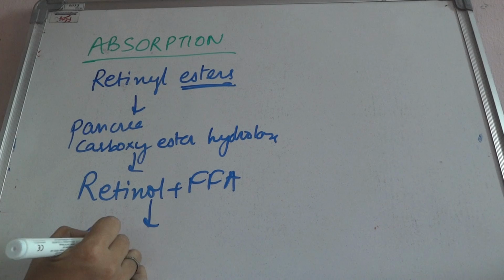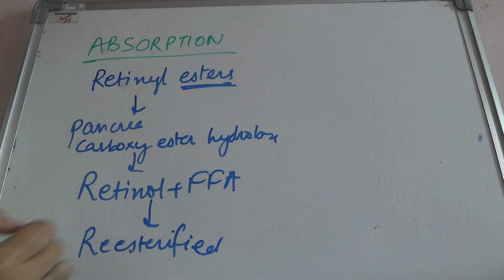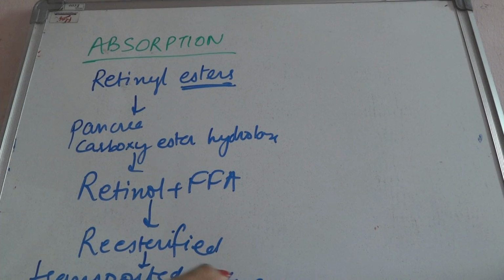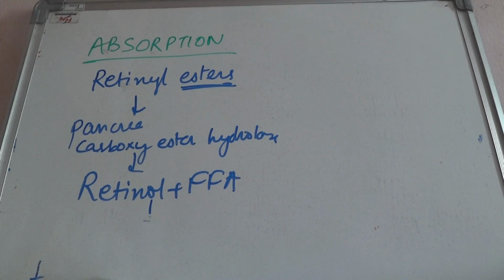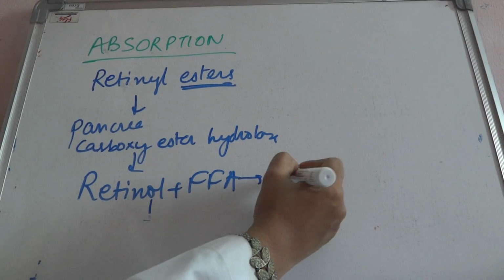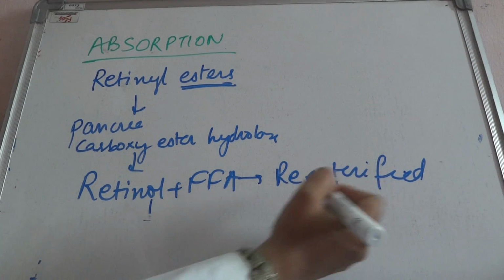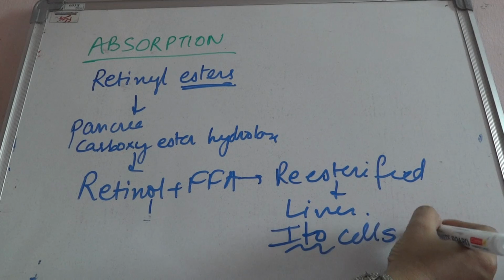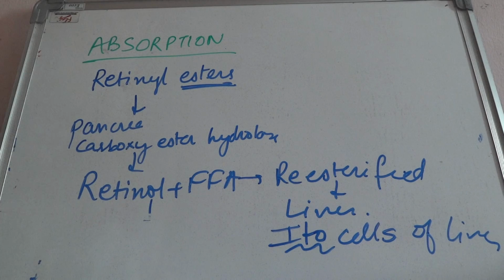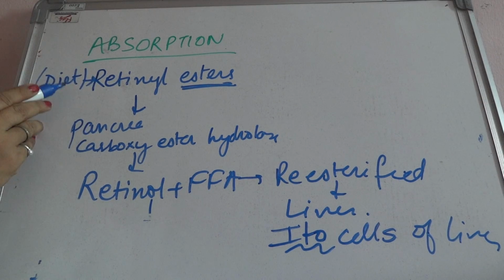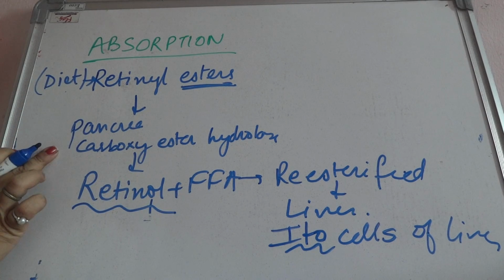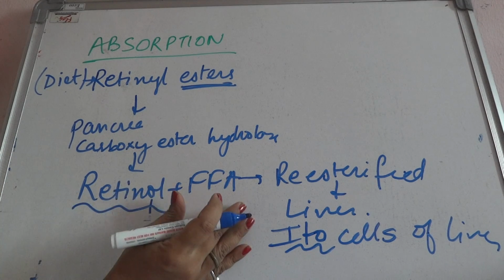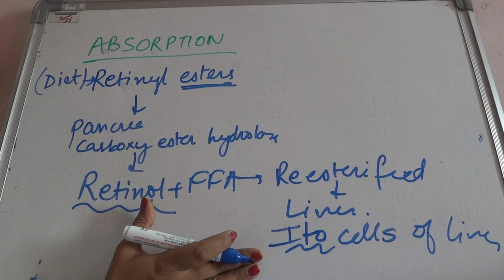This retinol plus free fatty acids are re-esterified and finally transported and stored in the liver. Mostly they are stored in the Ito cells of the liver. Till here the absorption is clear. We get retinyl esters in the diet. We don't eat retinol, we eat retinyl esters, so we need to make it retinol. So retinyl esters will be broken down by pancreatic carboxyester hydrolase enzymes into retinol plus free fatty acids. This is again re-esterified, transported and stored in the Ito cells of the liver.